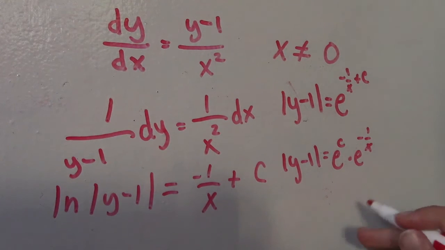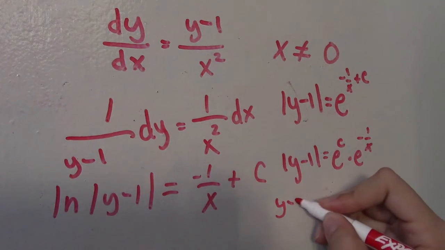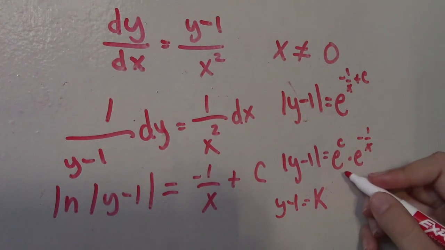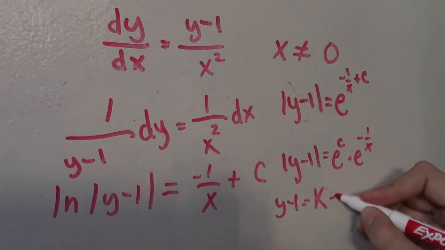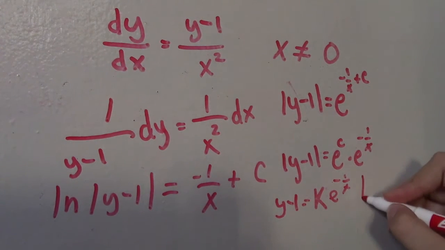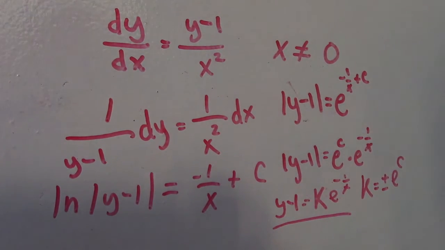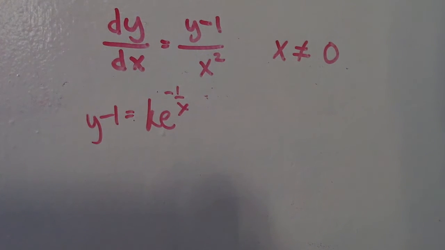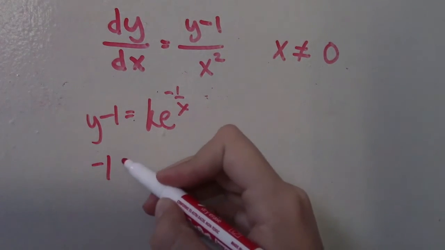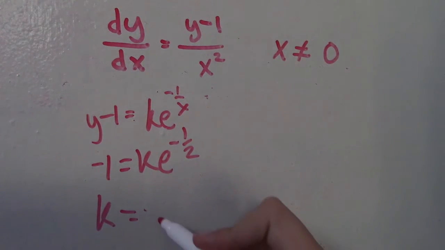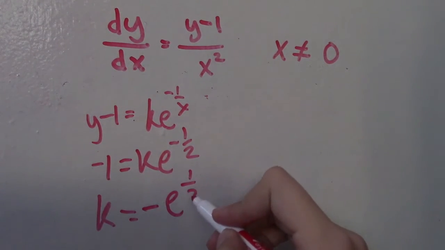And since we know that e to the c is a constant, when we take the absolute value bars, we can have the e to the c absorb the plus or minus, and as long as we define k as plus or minus e to the c, we can just write it like this. We can then plug in our initial condition, which says f of 2 equals 0, and that gives us -1 equals k e to the -1/2. We can then solve for k, which gives us -e to the 1/2.